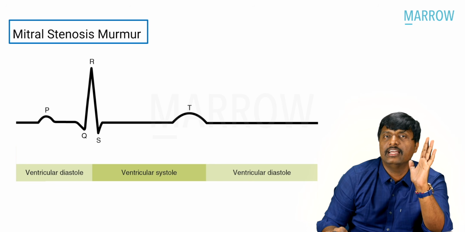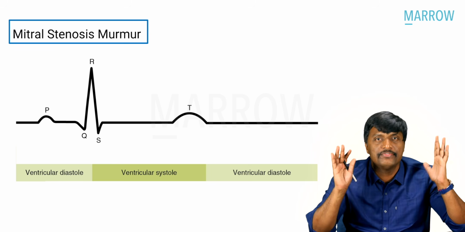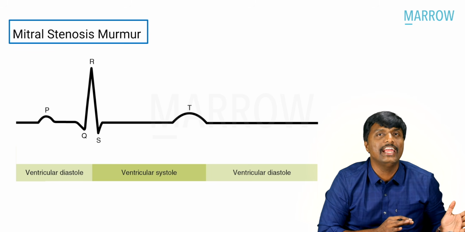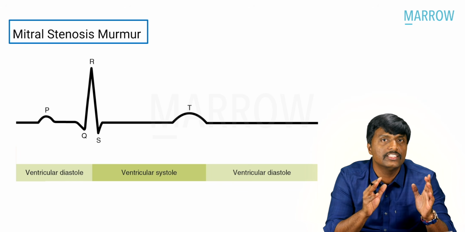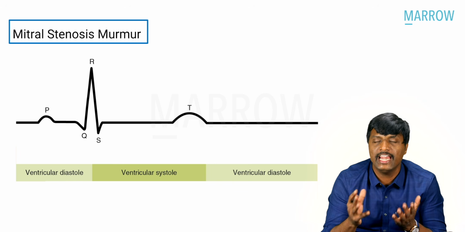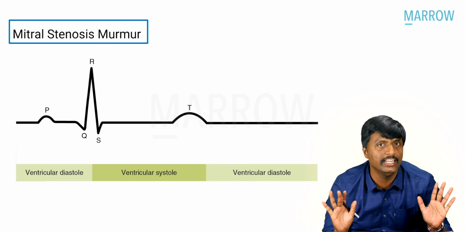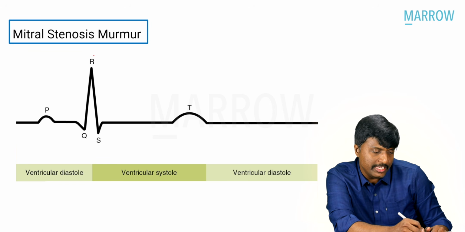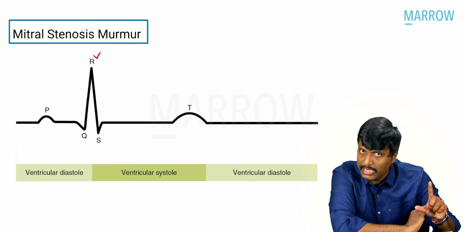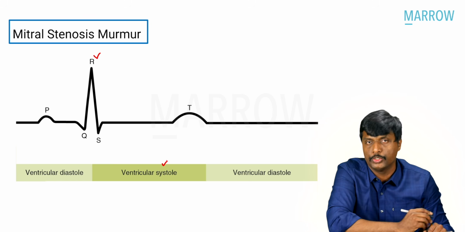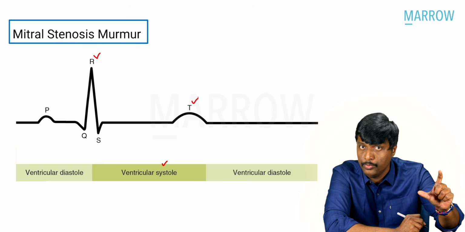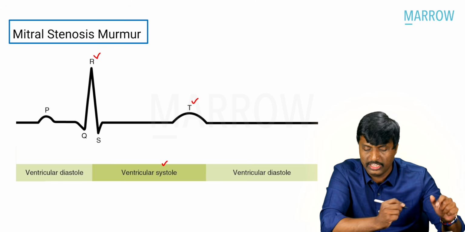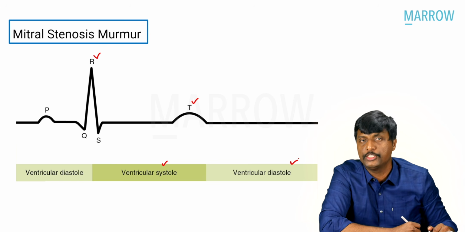Always remember, guys, electrical activity comes first, mechanical activity comes next. Electrical activity first, action potential. Mechanical activity comes later, contractility. So the electrical activity is the QRS complex. The mechanical activity is the ventricular systole. The electrical activity is the T wave, ventricular relaxation. The mechanical activity is the ventricular diastole.